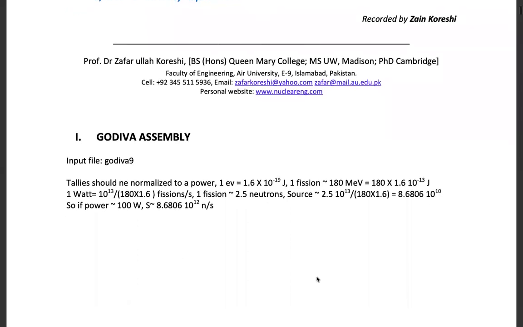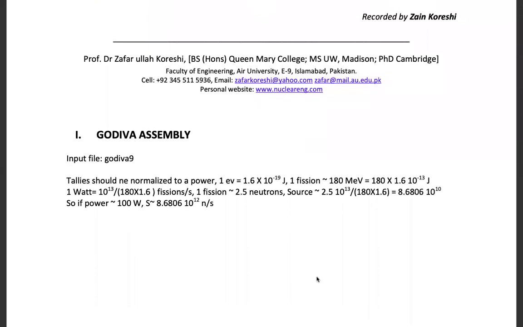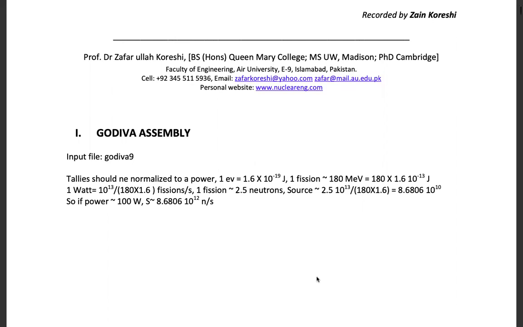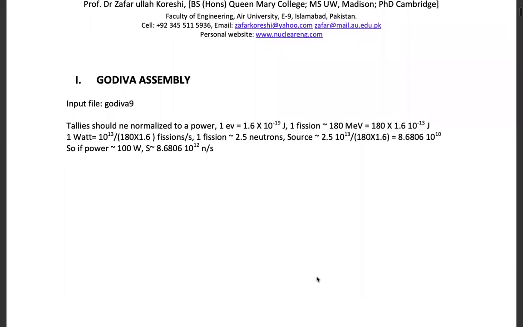Okay, so first thing I want to say to you is that I'm going to be running the simulation for one neutron as a source neutron. And when we have a critical system, then we make it critical for a certain power level. Now the power level could be 50 watts, a small assembly, 100 watts, 60 watts, 80 watts. So at every power level, we have to calculate the source term separately based on the power. So the tallies that you get should be normalized to a power level.